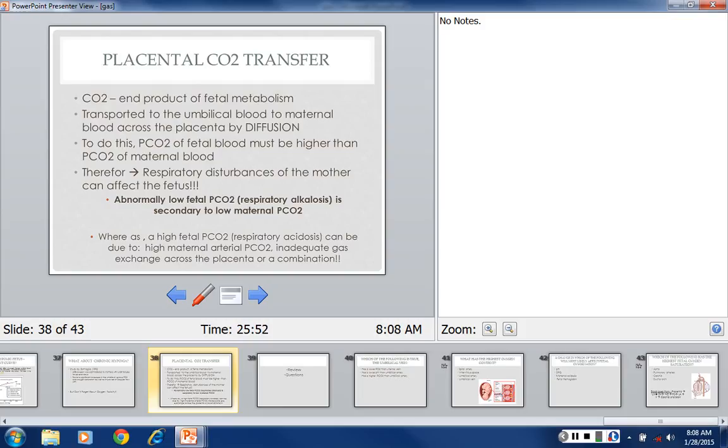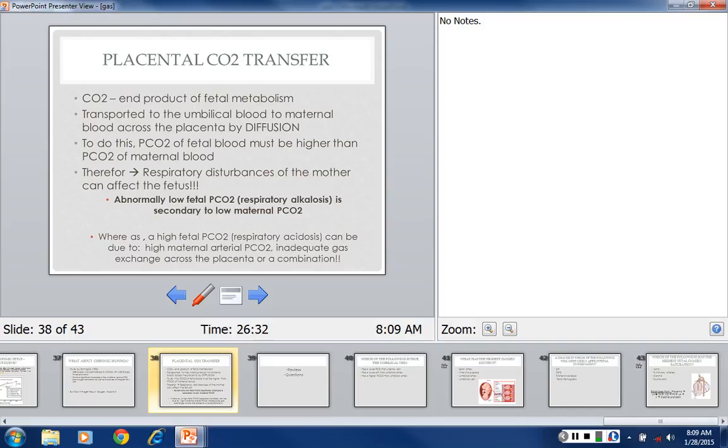Lastly, we'll touch base on CO2 transfer. Remember, CO2 is the end product of fetal metabolism, and it's transfused across the placenta by diffusion. Thus, the PCO2 of the fetal blood must always be higher than that of the mom's blood. This is a key to keep in mind because if mom is not getting her CO2 off, baby can't give its CO2 to mom. Baby's stuck with it. Thus, abnormally low fetal PCO2, respiratory alkalosis when it's born, is primarily most of the time secondary to high maternal PCO2.